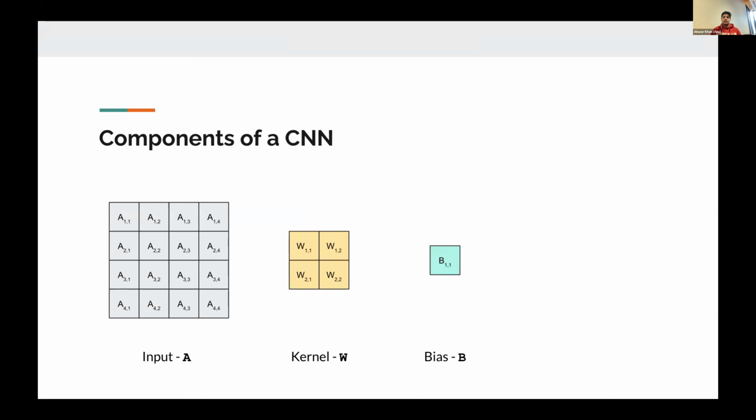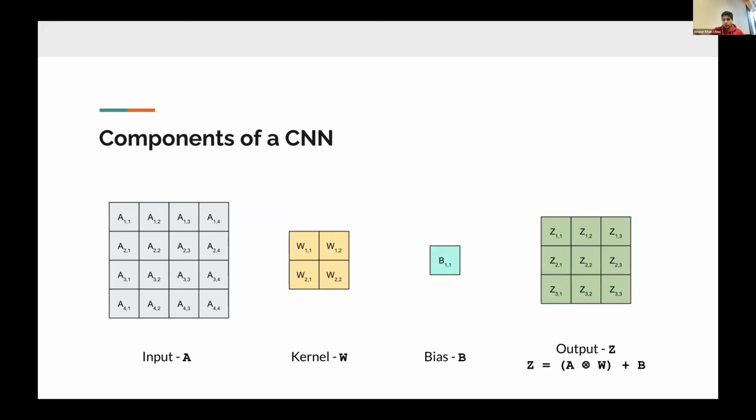So what does a CNN have? Well, essentially, of course, it has an input, which we will denote as A. And here, for simplicity, we've taken a single channel input. It has a kernel and a bias, which is essentially its version of a weight matrix. So we multiply this kernel in some way with the input, and we produce an output.